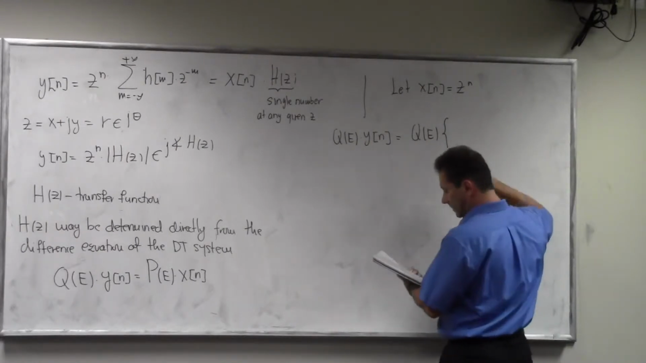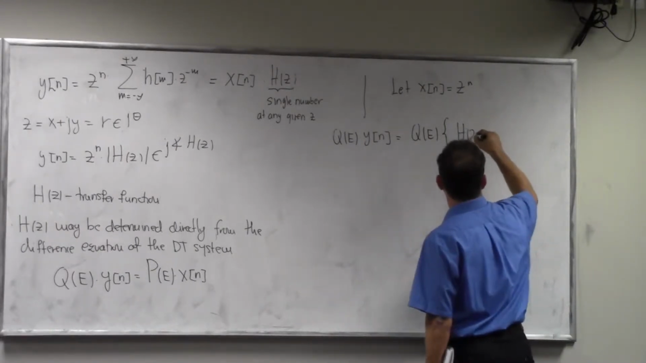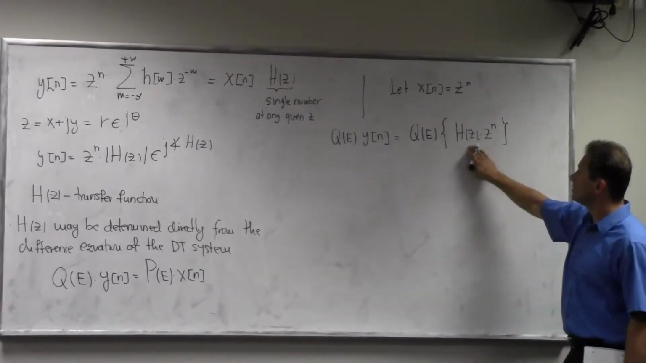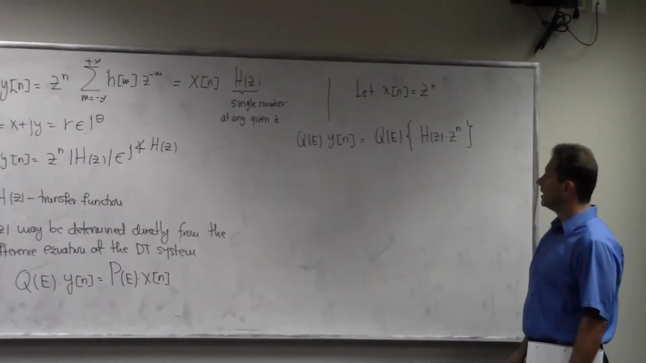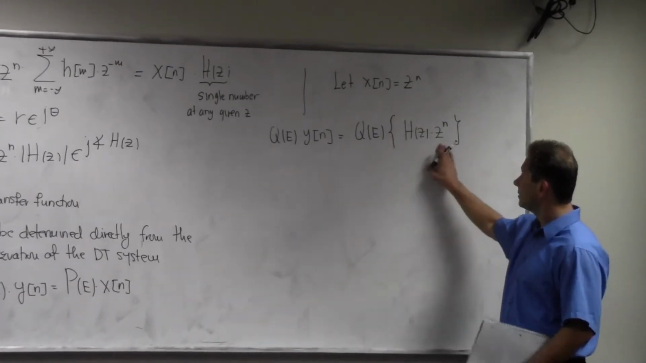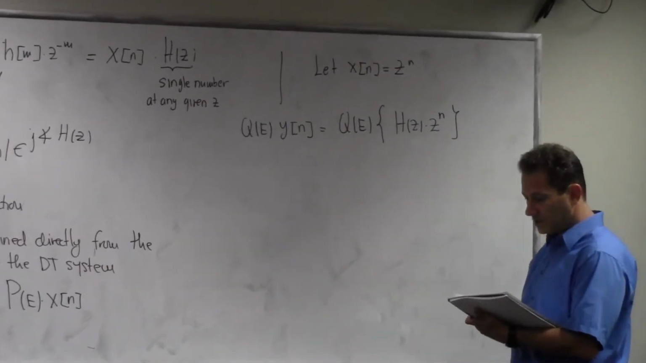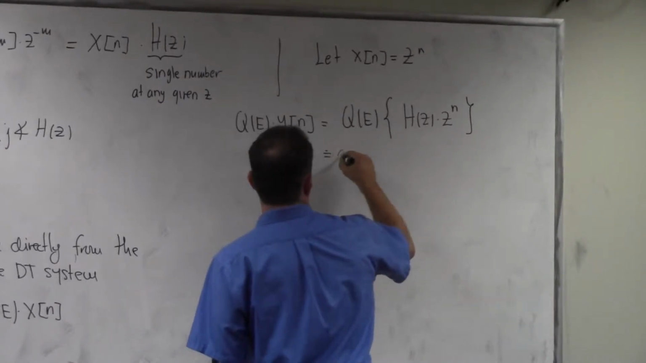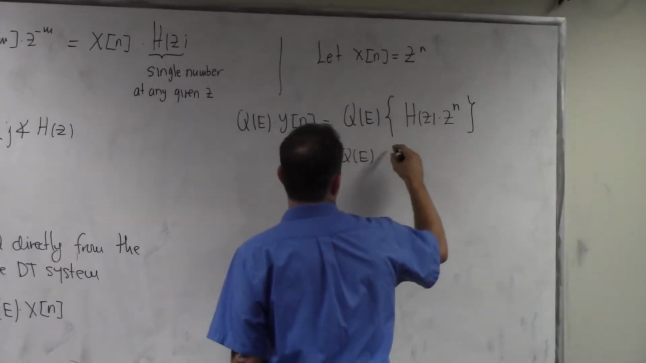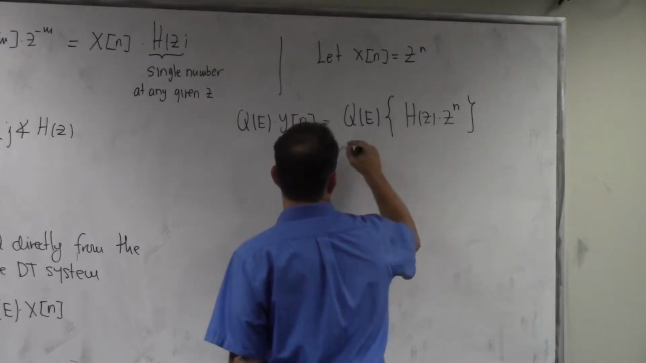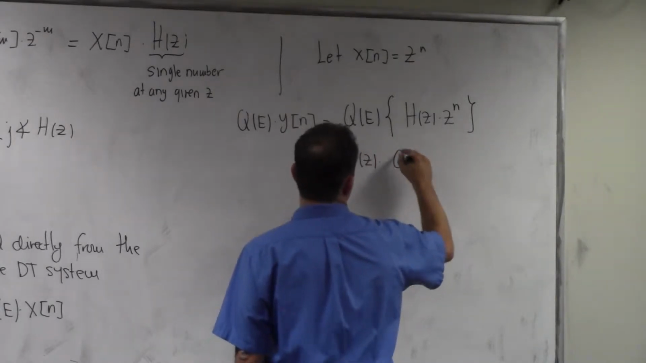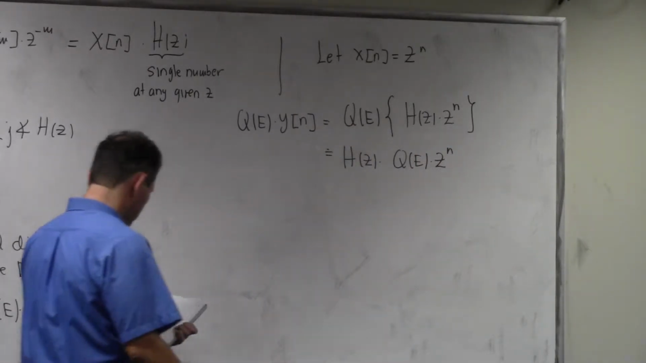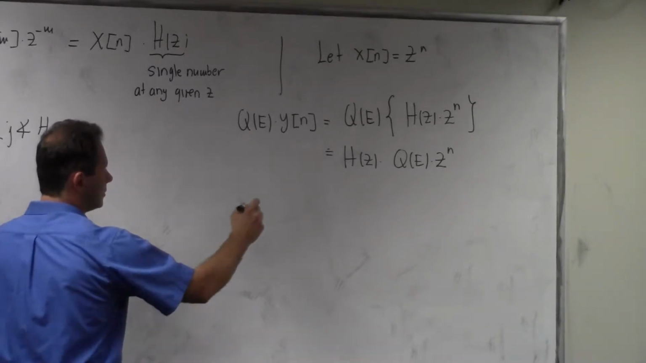So now instead of y of n, I can write it as h of z times z to the n. But now guess what? This h of z is a constant number. It can go outside of this operator. And then this operator just works on z to the n. So this is Q of E, h of z. And then I have Q of E operating on z to the n. But what is Q of E when it operates on z to the n?